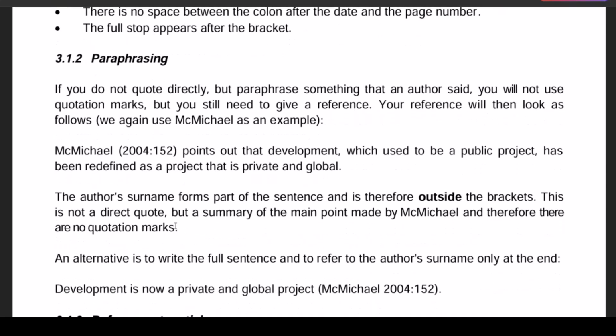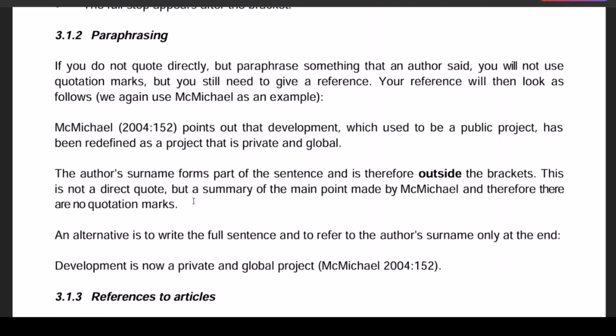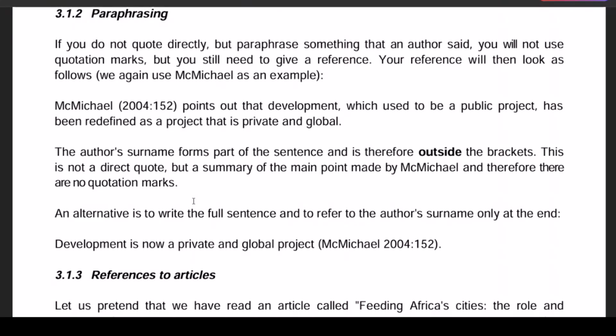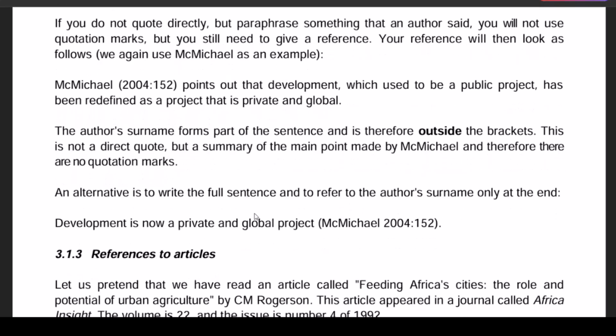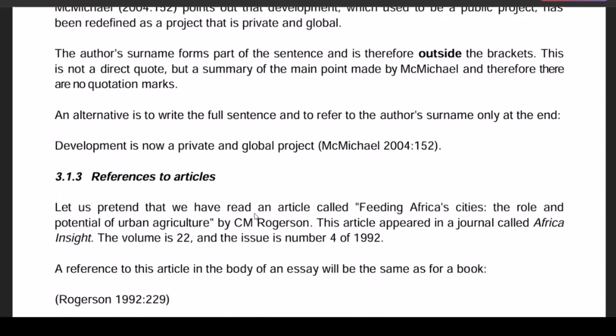All right. The author's surname forms part of the sentence and is therefore outside the brackets. This is not a direct quote. Okay, we've already spoken about that, but it is a summary of the main point made by McMichael, and therefore there are no quotation marks. Okay. All right. That's paraphrasing.